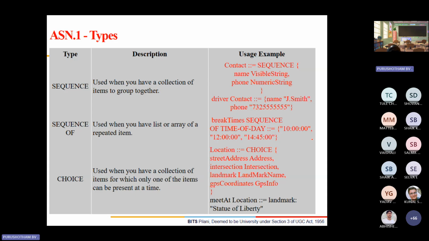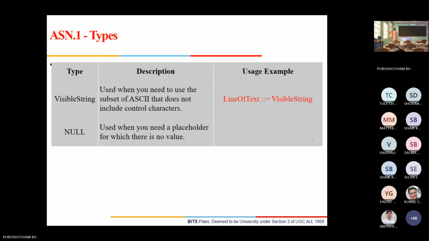Choice could be used when you have a collection of items for which only one of the items can be represented at a time. Visible string is a subset of ASCII that does not include the control characters. Null is used when you need a placeholder, empty, where nothing is to be mentioned, then null can be used.